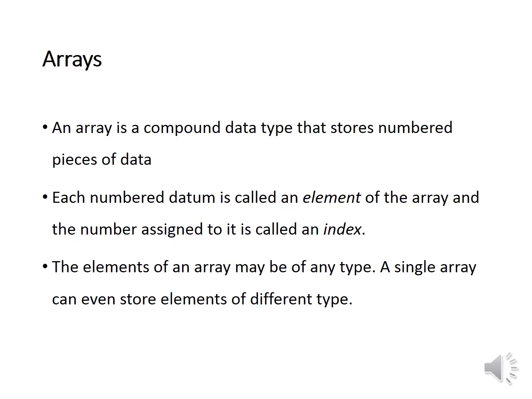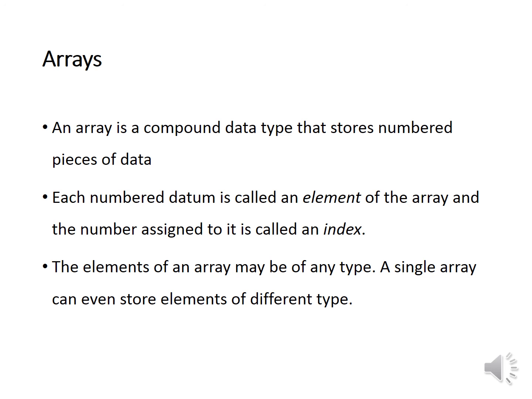So the next one is array. Friends, as in our previous discussion, an array is nothing but a collection of elements that can be accessed easily by using the index of the array. An array is a compound data type that stores a number of pieces of data. Each numbered atom, that is data, is called an element of the array, and the number assigned to it is an index. So we assign an array index to each and every element of the array, and we access them by using their index.